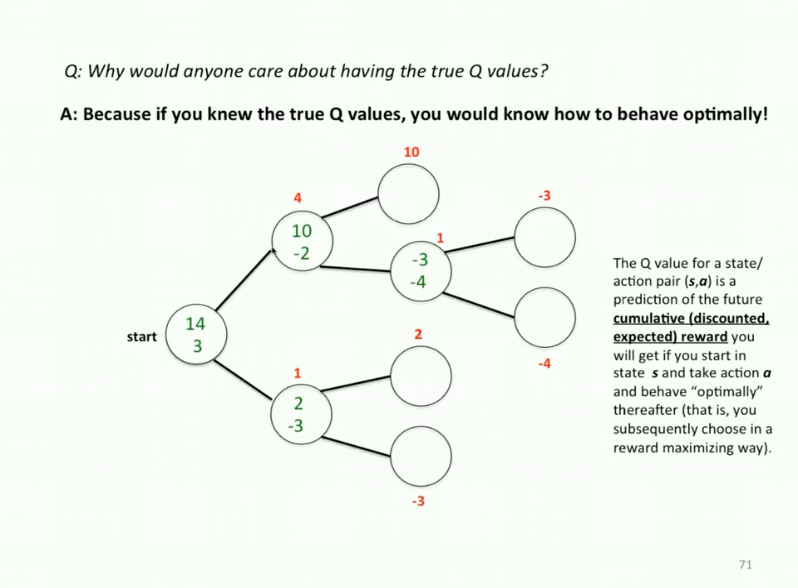Go up here, because the highest expected reward comes going that direction, and go up here, because the highest cumulative reward comes from going up in that direction. Q values are guideposts that tell you exactly how to behave. If you have the true Q values, you can behave in a utility maximizing way, a reward maximizing way.